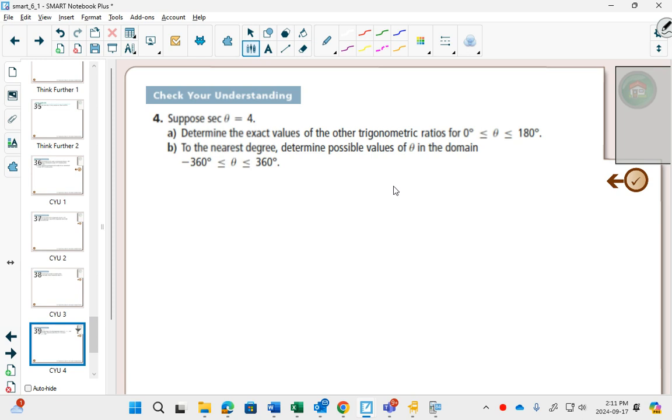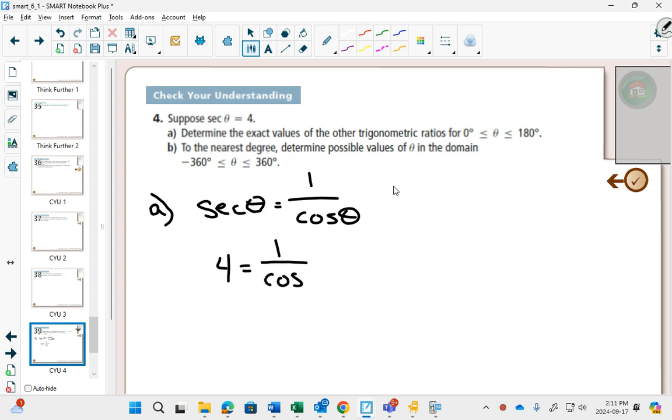Suppose secant of theta is equal to 4. So again, just a little review, secant of theta by definition is the reciprocal of cos of theta. So if they tell us that secant of theta is 4, I could say that 4 has to equal 1 over cos of theta, and then I could use my mathematical skills to get cos of theta by itself. For example, I can multiply both sides by cos of theta, and then divide both sides by 4, and I would get cos of theta is 1/4.